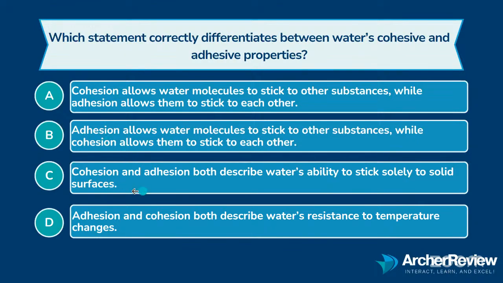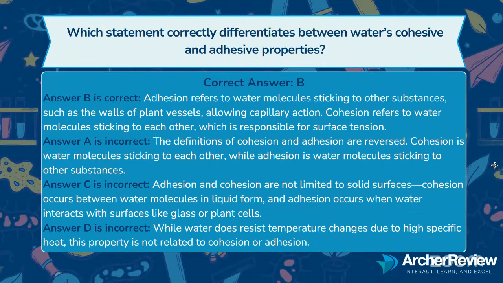Okay. C, cohesion and adhesion. First of all, they're different. We've identified that in B. And it's not about sticking to solid surfaces. It's about sticking to other surfaces if it's adhesion, or to molecules of water to each other if it is cohesion. For D, adhesion and cohesion, no, that does not relate to water's resistance to temperature changes. Water does resist temperature changes. That's due to its high specific heat property, but it has nothing to do with cohesion and adhesion.